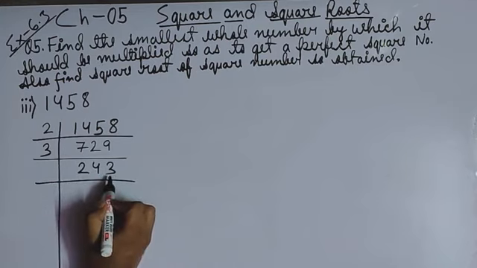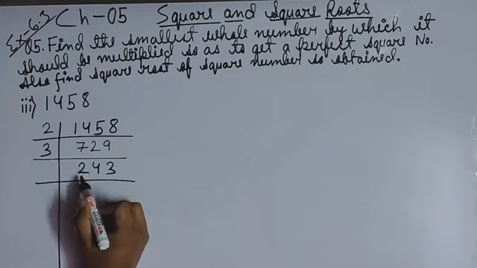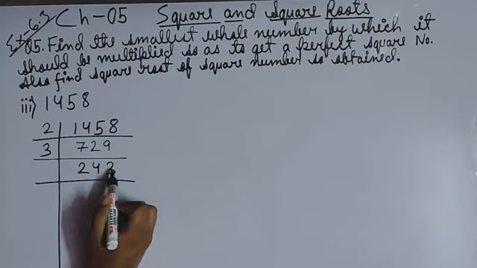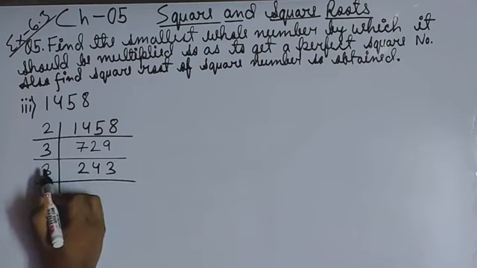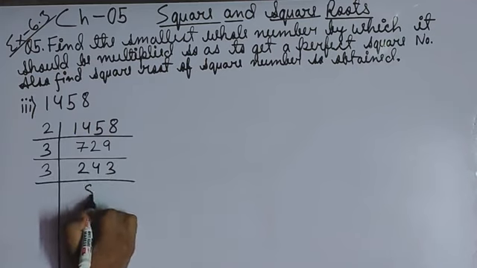Again this number will not be divisible by 2. We will check whether this number is divisible by 3 or not. So 2 plus 4 is your 6. 6 plus 3 is your 9. Since 9 is divisible by 3, so hence this number will be also divisible by 3. So we are dividing this number by 3. We are getting quotient as 81.